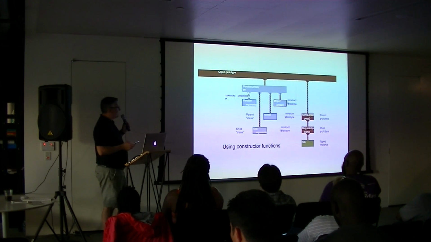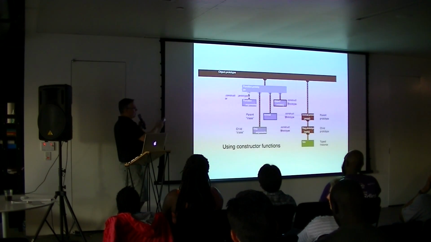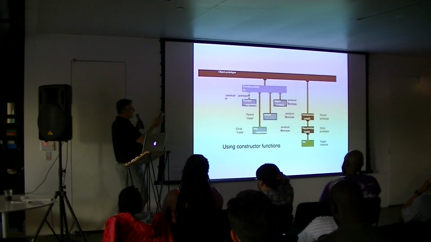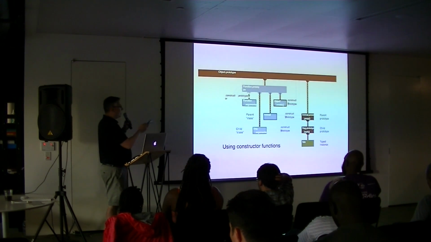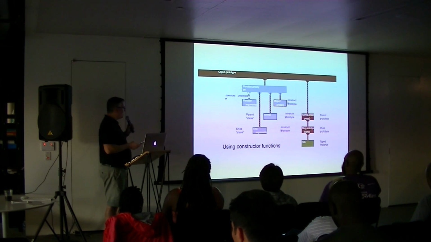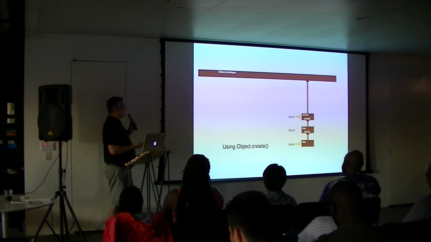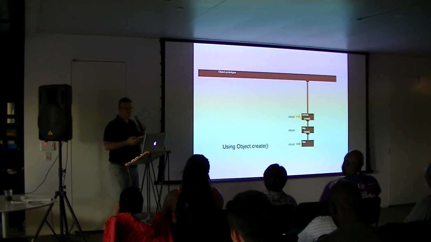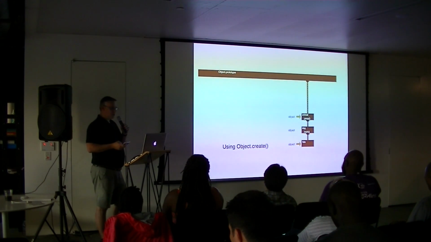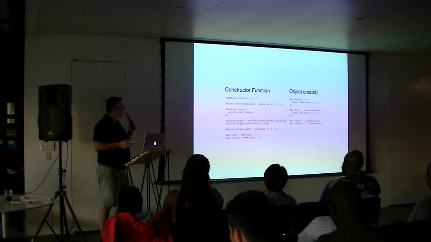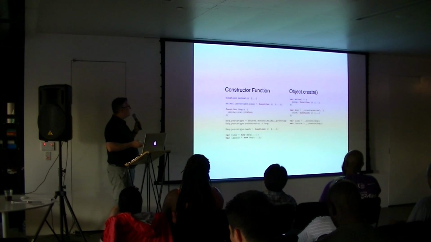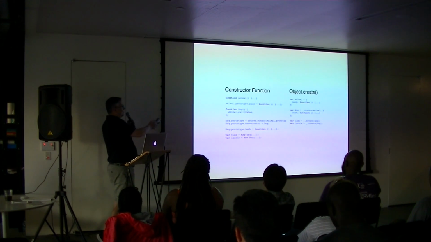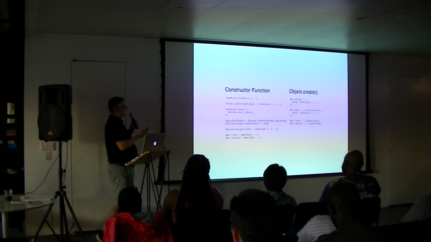So if you're using the constructor functions, you've got a parent class, you've got a parent prototype, a child class, a child prototype, and then you've got your typed instance. If you're using object.create, you've just got objects all over now. There's the code side by side. This is basically, I'll call it 1997 code versus 2009 code.